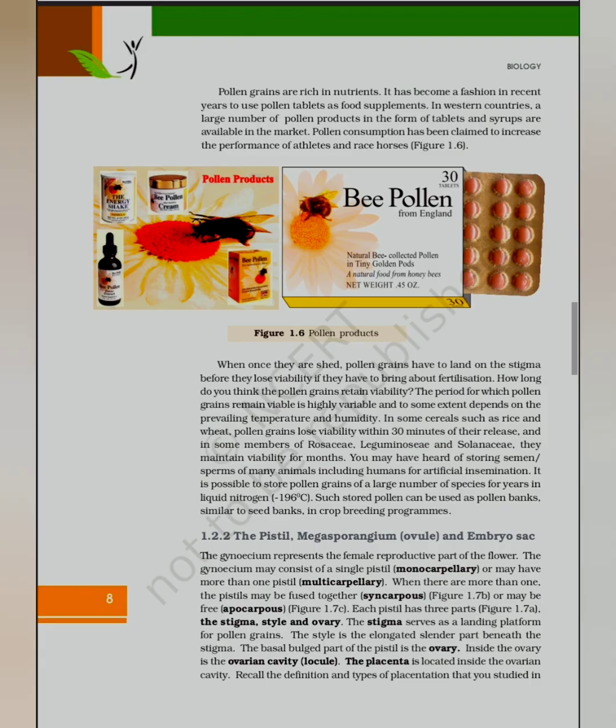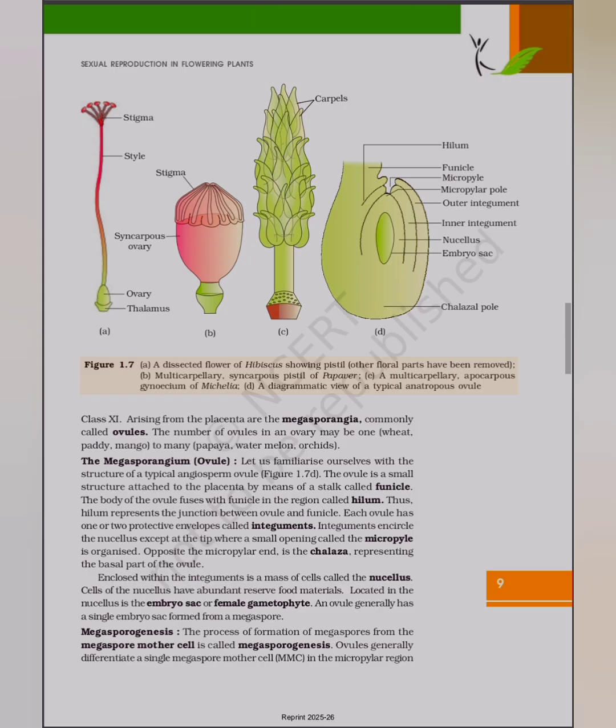The stigma serves as a landing platform for pollen grains. The style is the elongated, slender part beneath the stigma. The basal bulged part of the pistil is the ovary. Inside the ovary is the ovarian cavity, the locule. The placenta is located inside the ovarian cavity. Recall the definition and types of placentation that you studied in class 11.